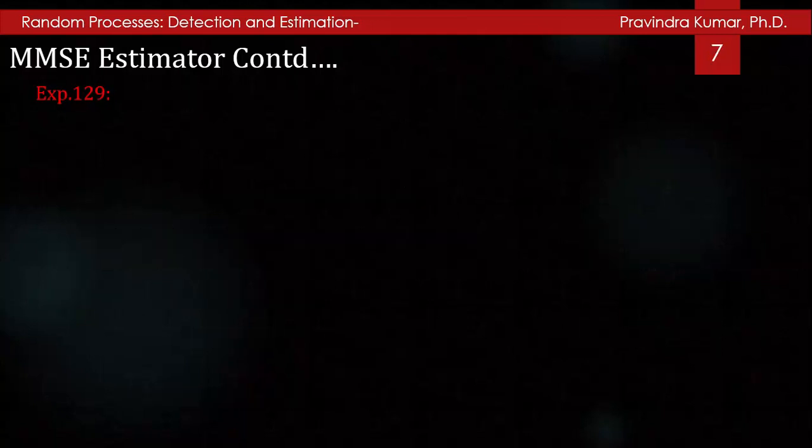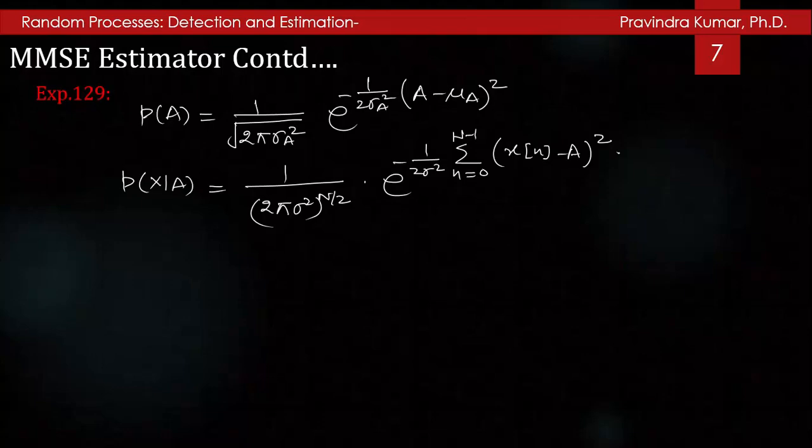After some required simplification, we will have p(a) equal to 1 by the square root of 2 pi sigma_a squared, times e to the power minus 1 by 2 sigma_a squared, times the square of (a minus mu_a), where mu_a is the mean value of a. And the conditional PDF p(x|a) will be 1 by (2 pi sigma squared) to the power n by 2, times e to the power minus 1 by 2 sigma squared, times the summation from n=0 to N minus 1 of the square of (x[n] minus a).